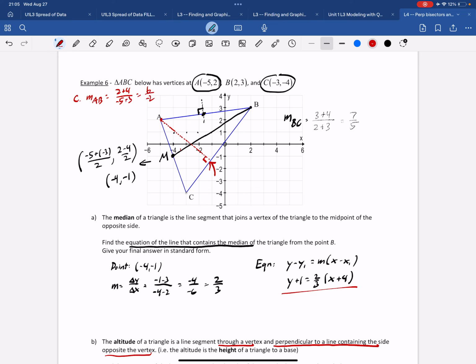Six over negative 2, which is negative 3. Why does that not look right, guys? Oh my God, because I'm going to AC. You guys are probably laughing about that.